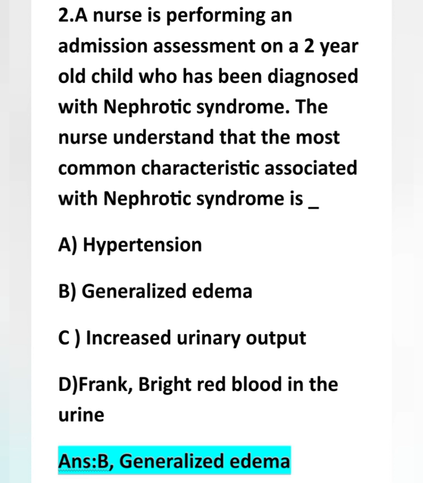So in our question, option B, generalized edema, is the correct answer. The remaining options: hypertension, there is no chance of hypertension, because BP will be normal or slightly decreased. Option C, increased urine output: urine output will be decreased, not increased. Frank bright red blood in the urine is not correct, as the urine will be dark and frothy. So option B, generalized edema, is correct.